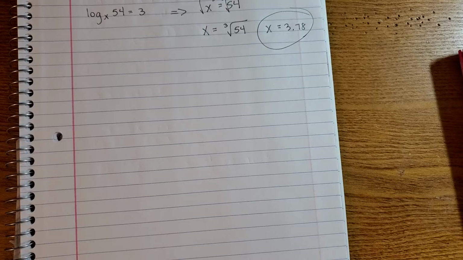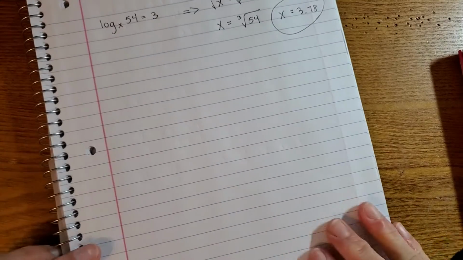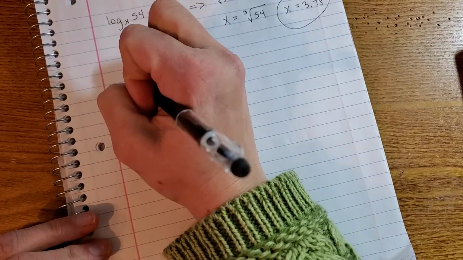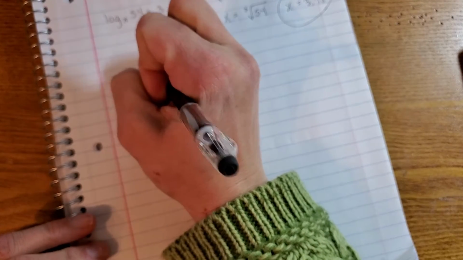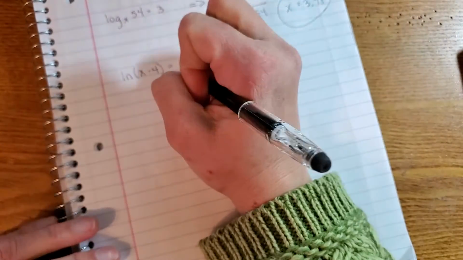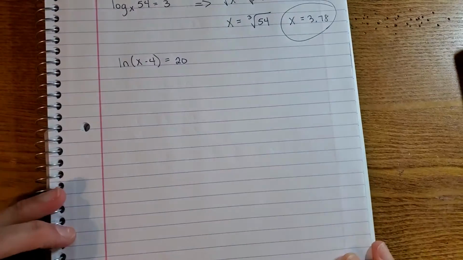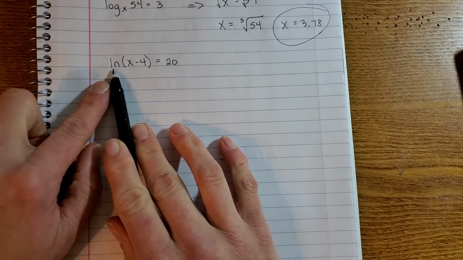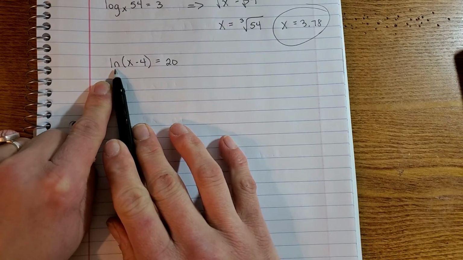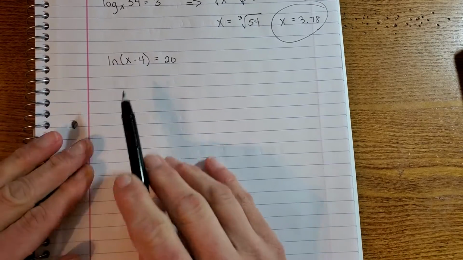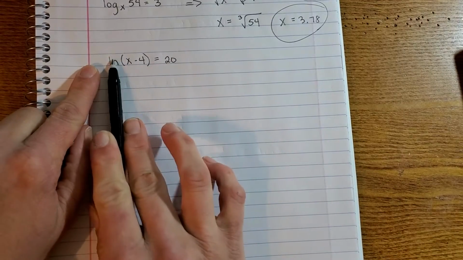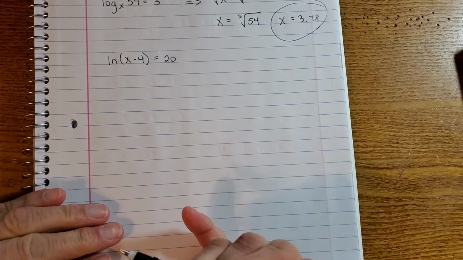Let's take a look at some natural logs now. So if we want to go ahead and solve an equation with natural logs, let's say I have the natural log of x minus 4 equals 20, and I want to solve for x here. Well, the inverse of the natural log is our number e, so what we have to do is take e to this whole power here to get rid of that natural log.